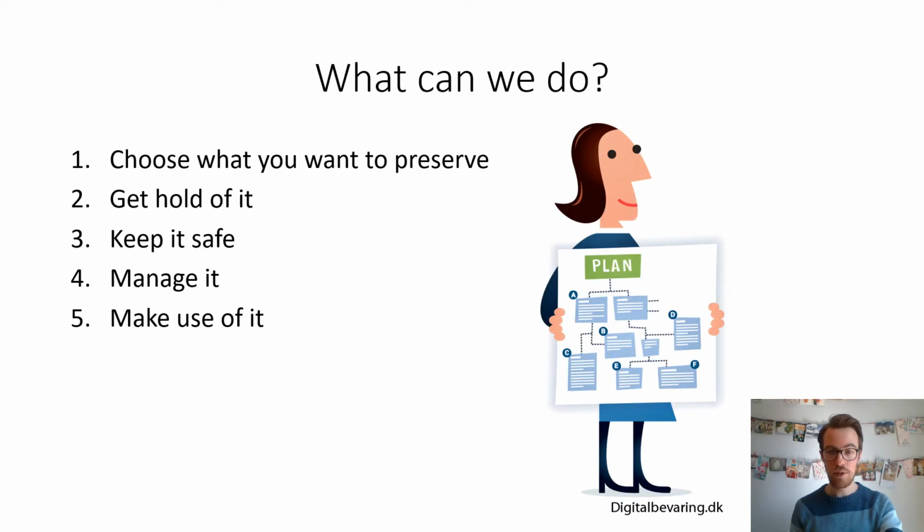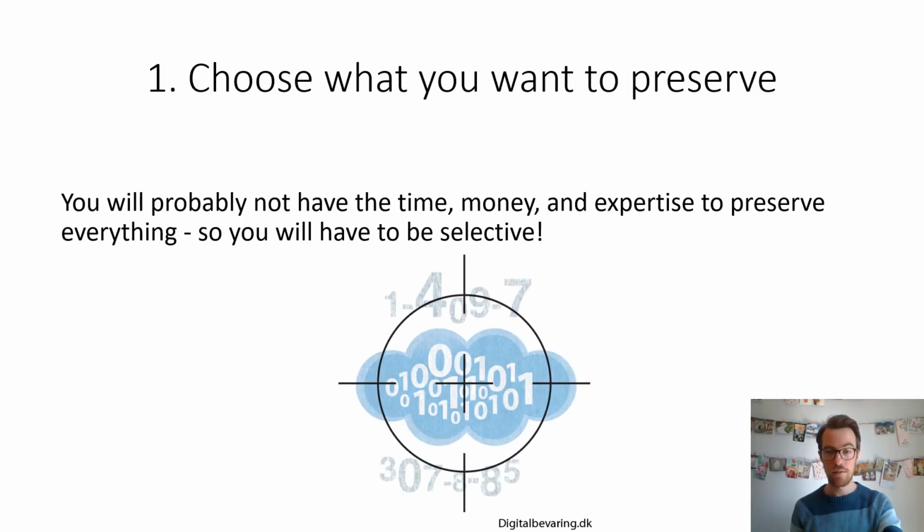So what can we do to mitigate against those risks? Well, by my reckoning, there's 5 things you can do. You can choose what you want to preserve, you can get hold of it, you can keep it safe, you can manage it, and finally you can make use of it. So firstly, choose carefully what you want to preserve. We're saying up front that you will not have the time, money or expertise to preserve absolutely everything you want, so you will have to be selective.